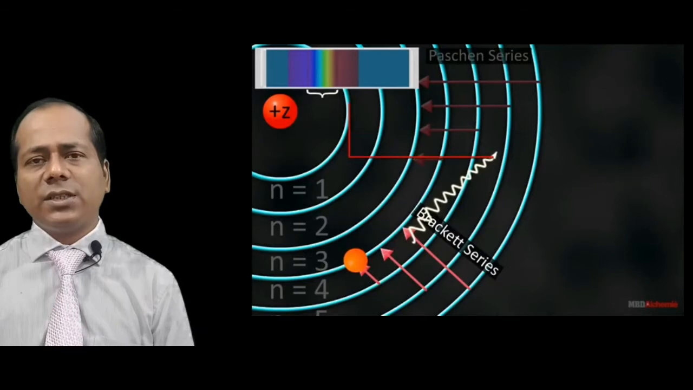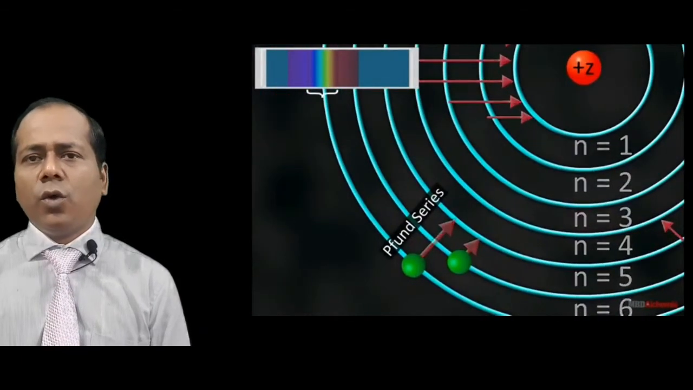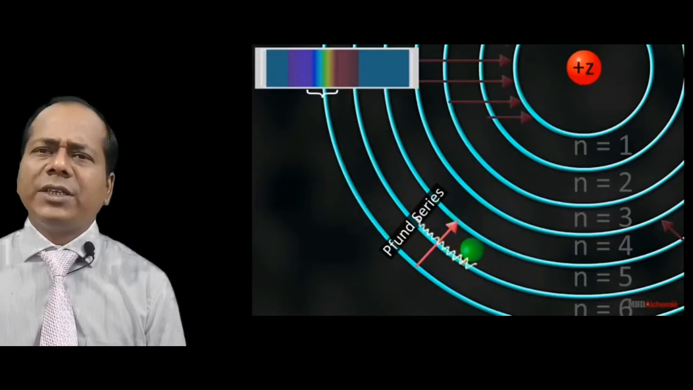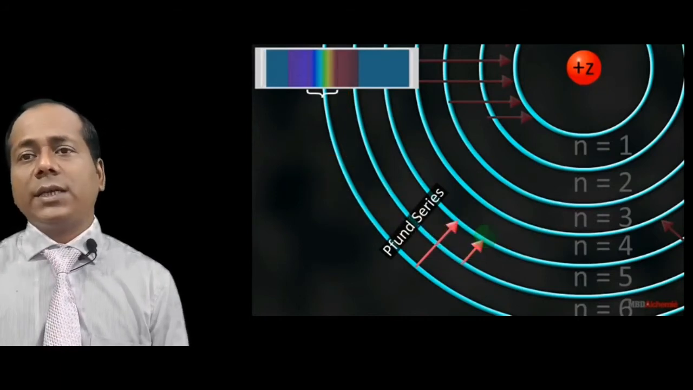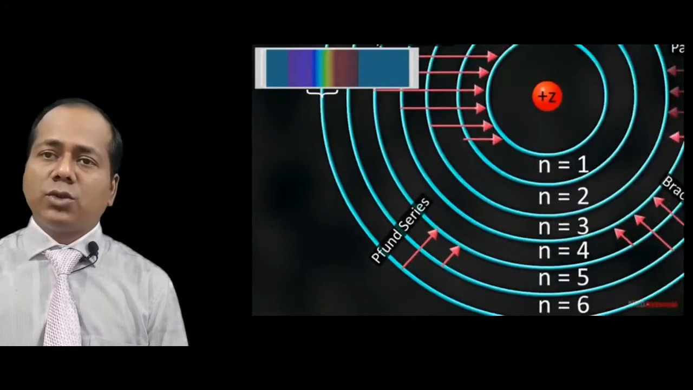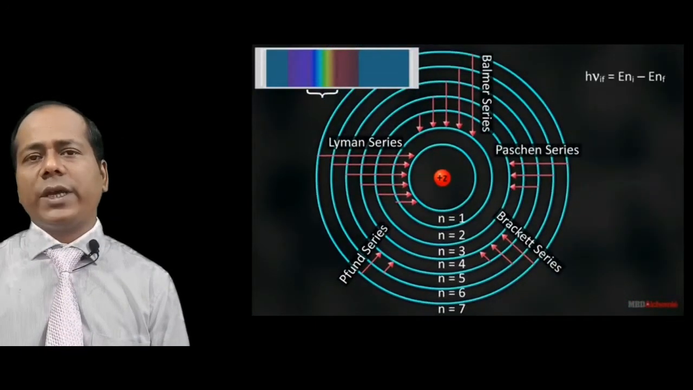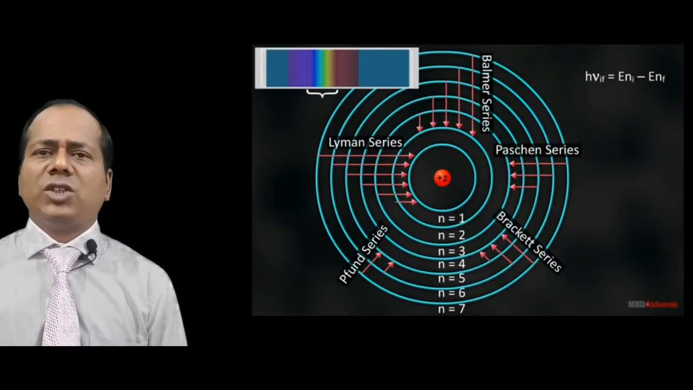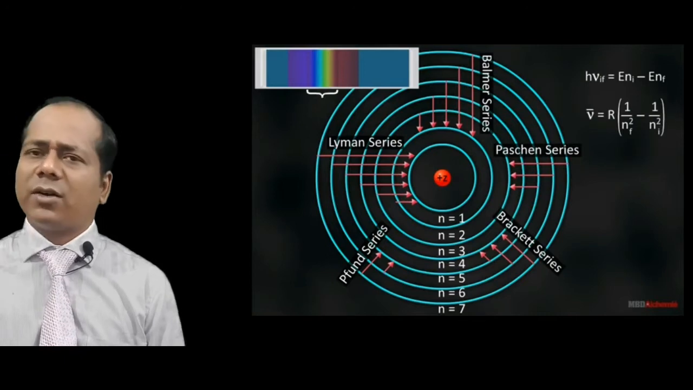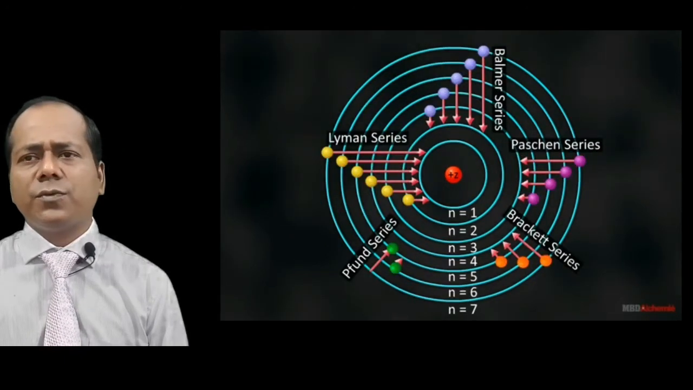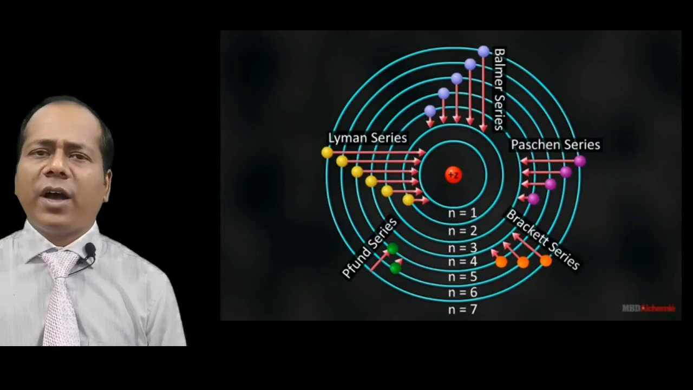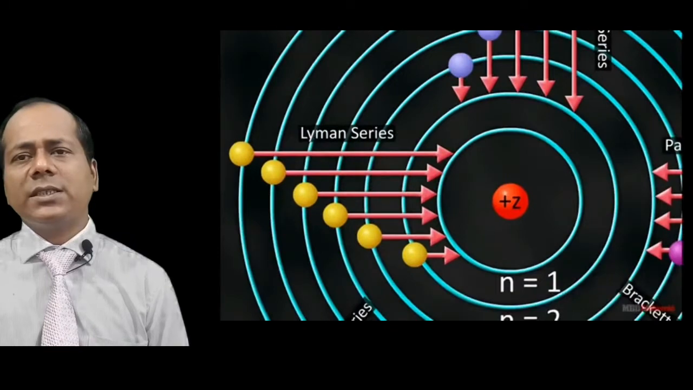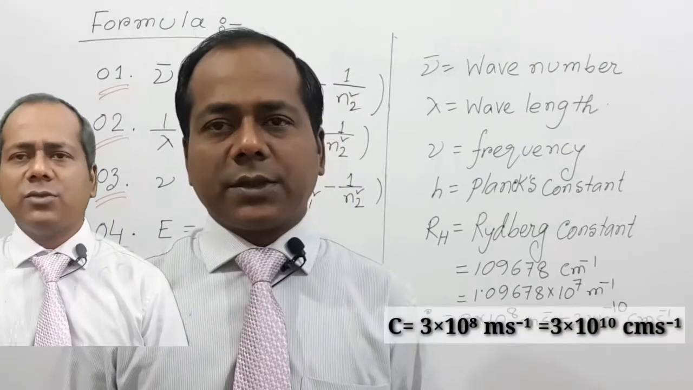And the last series is Pfund series. When the excited electrons return back from energy level n2 equal to 6, 7, 8 to energy level n1 equal to 5, then the series of spectral lines are observed. In 1924, Hermann Pfund discovered the series. These spectral lines appear at the infrared region.